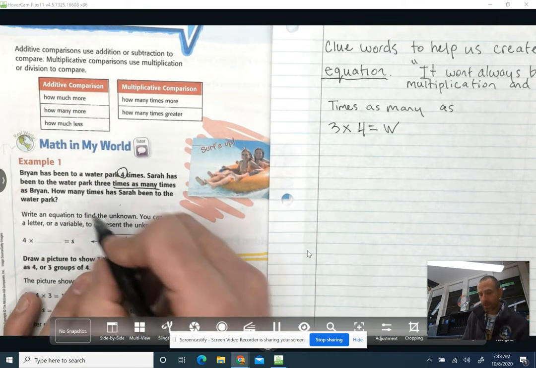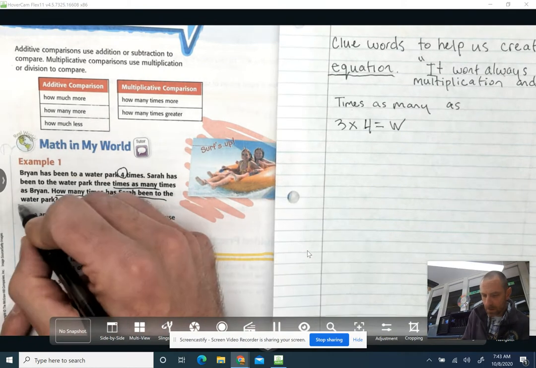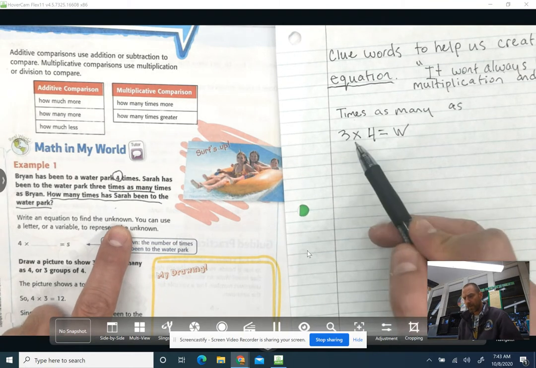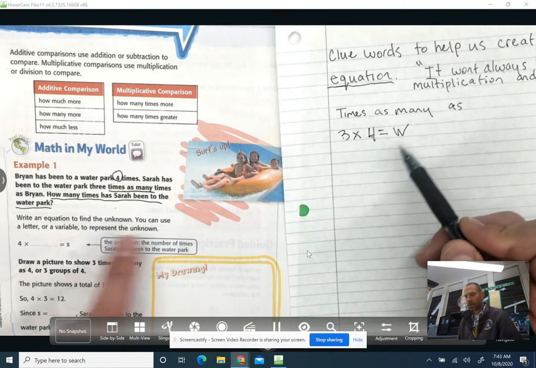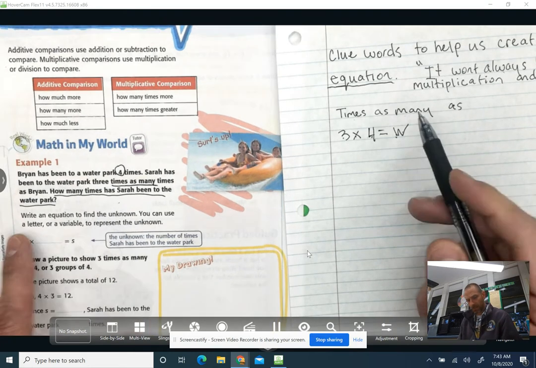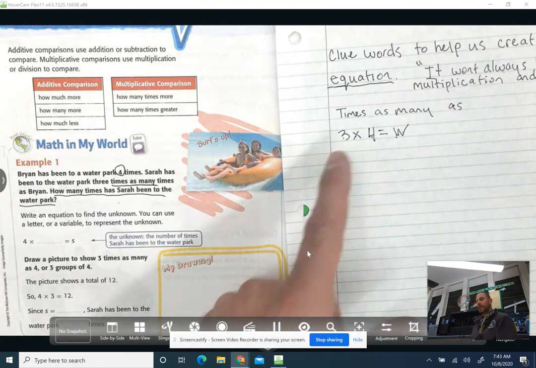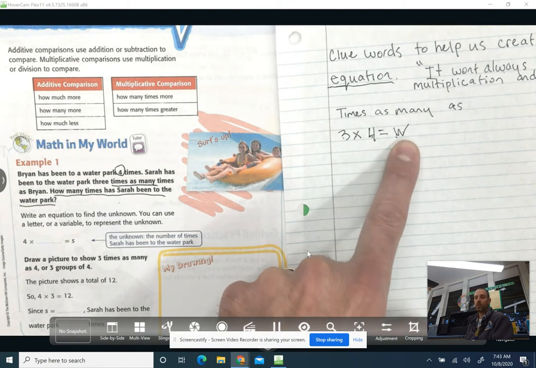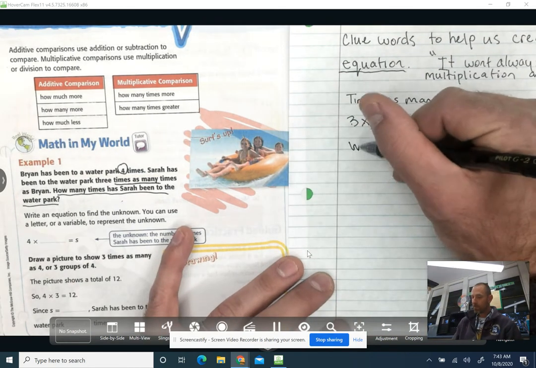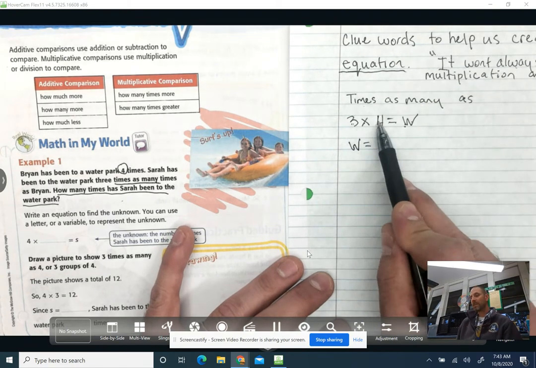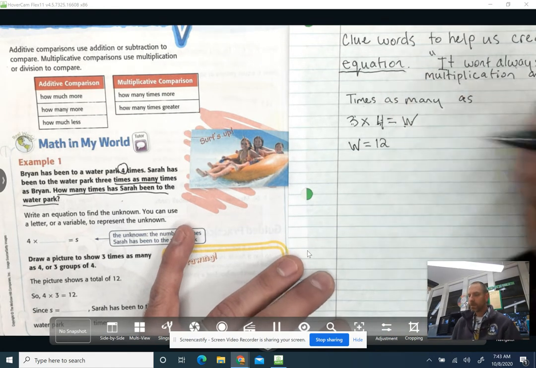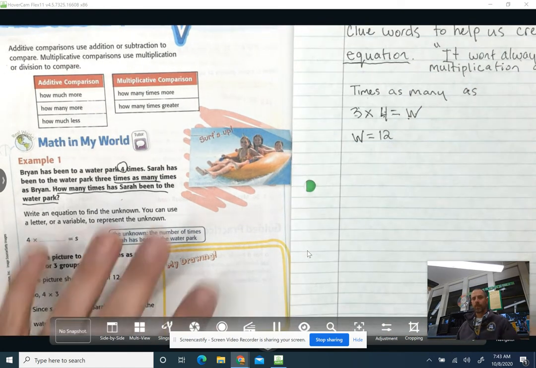So, how many times has Sarah been to the water park? Well, that's our question. But in our direction here, write an equation to find the unknown. We did that, 3 times 4, and use a letter or a variable to represent the unknown. And that's what we did. So we followed directions. 3 times as many as Brian is equal to how many times Sarah went to the water park. W equals the missing member of this fact family. 3 times 4 is 12. All right, let's look at a couple more.